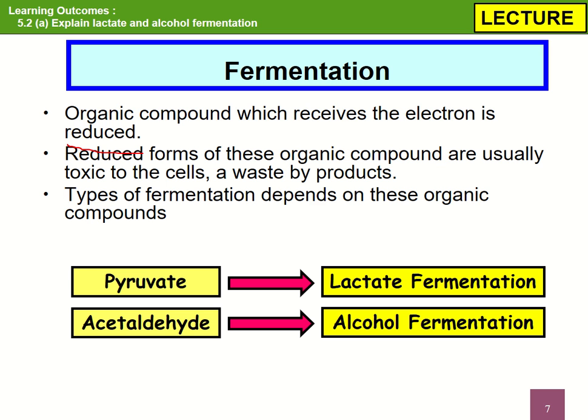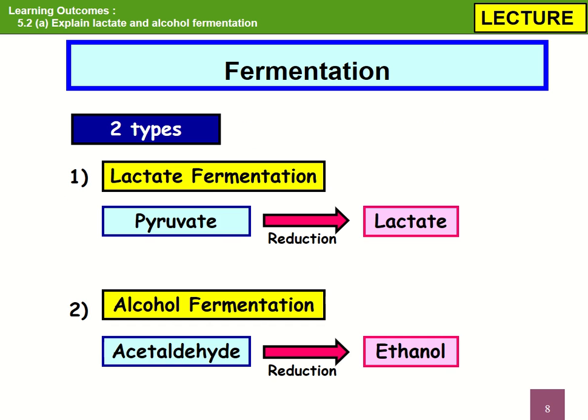Types of fermentation depend on these organic compounds. Pyruvate will form lactate fermentation, while acetaldehyde will form alcohol fermentation. There are two types of fermentation. In lactate fermentation, pyruvate undergoes reduction and becomes lactate, while in alcohol fermentation, acetaldehyde is the compound that undergoes reduction and becomes ethanol.